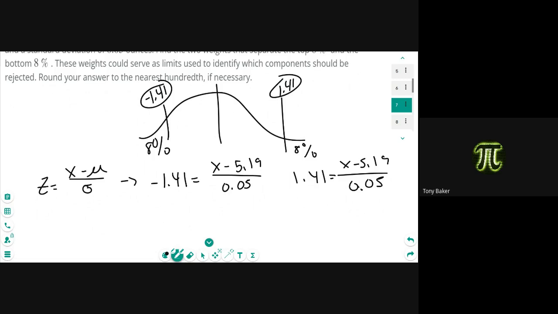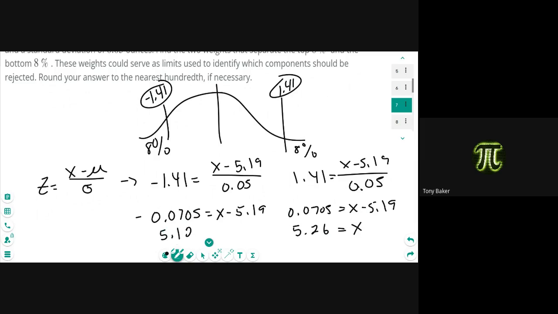So multiply by the bottom, and then add over the mean. And those are your 2 answers.